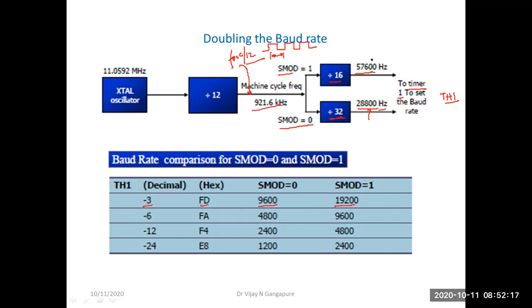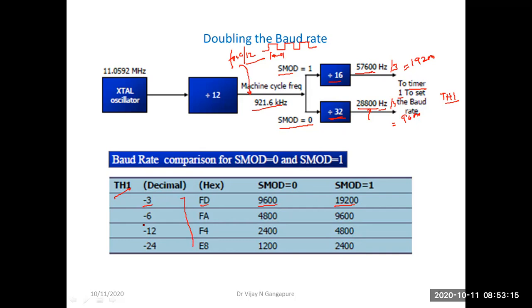So if the SMOD bit is 1, this will be divided by 3 if I load FD or -3 into TH1, and I will get baud rate 19200 bits per second. If the SMOD bit is 0, then this will get divided by 3, and I will get baud rate 9600 bits per second. In this way, depending on what value we are loading in TH1, this shift clock frequency will further get divided and will generate the desired baud rate like 9600, 4800, 2400, 1200, etc. if the SMOD bit is 0, and if the SMOD bit is 1, it will generate 19200, 9600, 4800, 2400, etc., depending on what values you are loading into TH1.